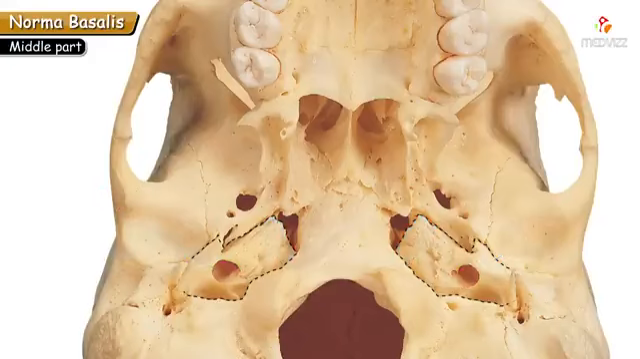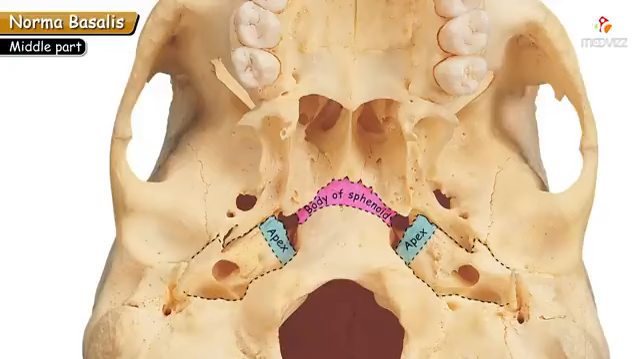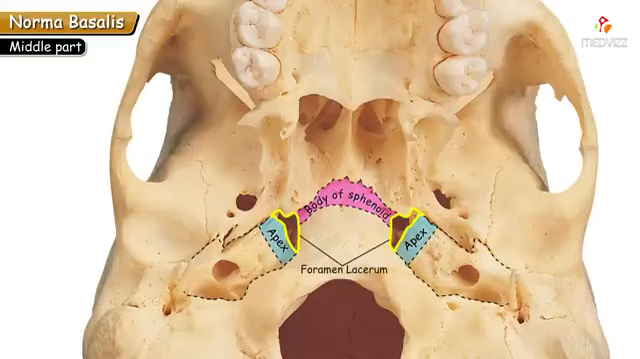Just observe next to the body of the sphenoid and the petrous part. The gap between this body of the sphenoid and the apex of the petrous part of the temporal bone is the foramen lacerum. It is quite an irregular foramen with irregular margins. That is the reason it is called foramen lacerum.